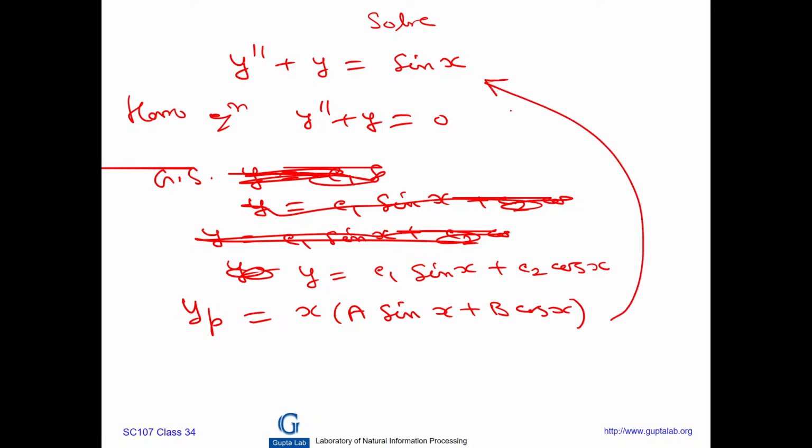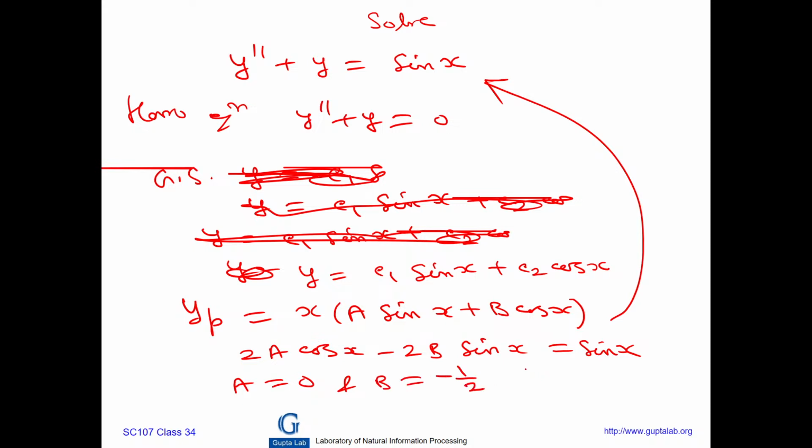Substitute कर दिया इसके अंदर and you solve, actually you will get 2a cos x minus 2b sin x. मैंने सब वो steps उड़ा दिए हैं. When you substitute, simplify, कुछ कटेगा, right? Ultimately you will get this, and this gives you a is equal to 0 and b is equal to minus half. So particular solution will be minus half times x cos x.